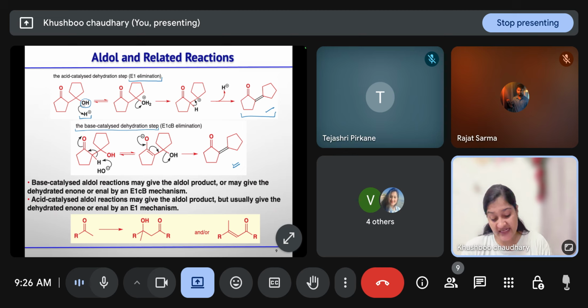So base catalyzed aldol reaction may give aldol product, but if you are using it in excess, then through E1cB mechanism you will get the dehydrated enone. And in acid catalyzed reaction, in this case also you can get the aldol product, but usually it will give dehydrated enones by an E1 mechanism.